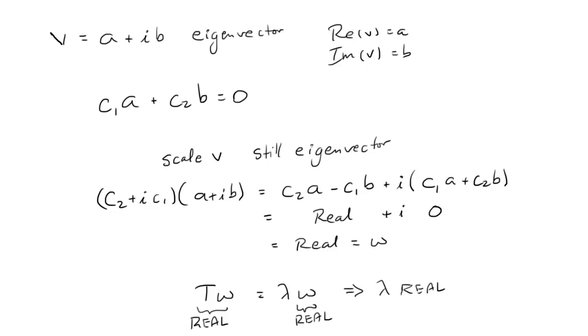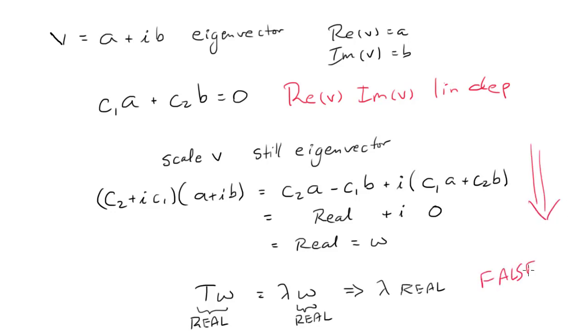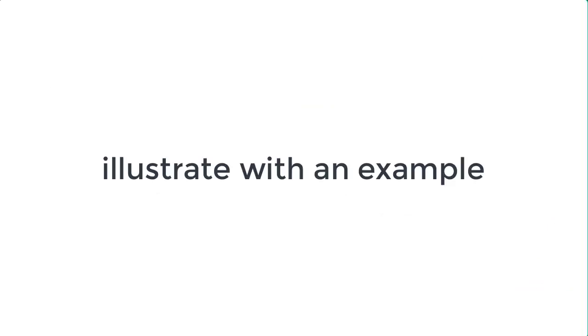But we know that lambda is complex. So if the real and imaginary parts of the eigenvector were linearly dependent, that leads to a false statement. So they must be independent. Let's just do an example to illustrate. I'll have you prove it as homework.